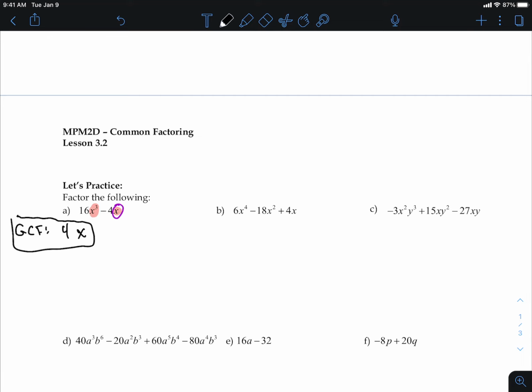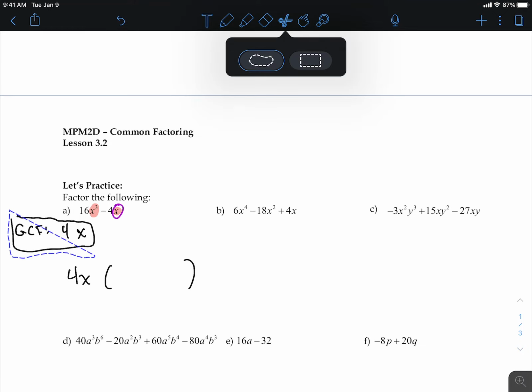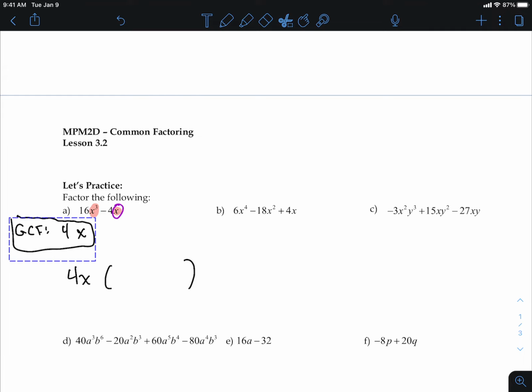Okay, once you have that, you can think of it like expanding, but you're kind of backtracking, right? So you're going to write 4x, but then you have to fill in the inside of the bracket. Essentially, once you identify this greatest common factor of 4x, you're doing what we said earlier, you're dividing each term by 4x. The result of doing that goes inside the bracket.